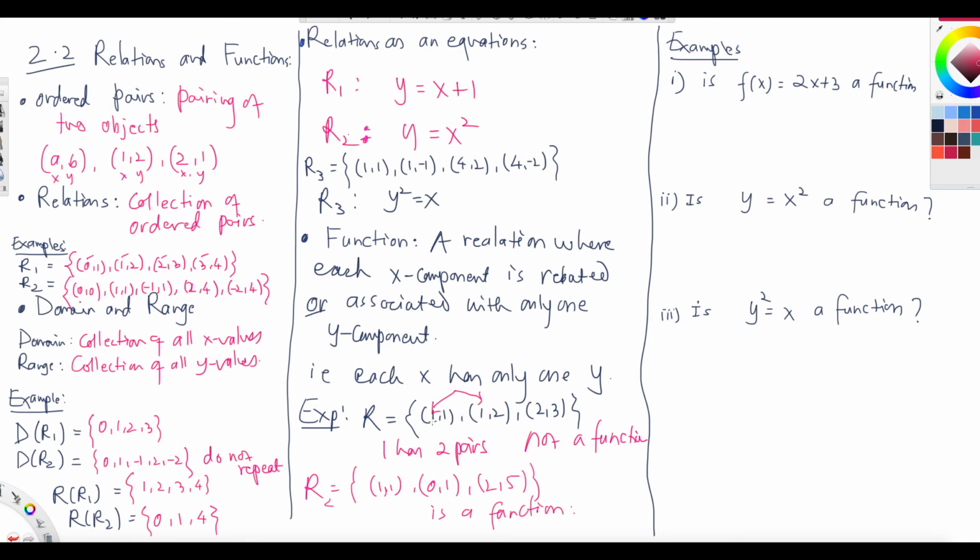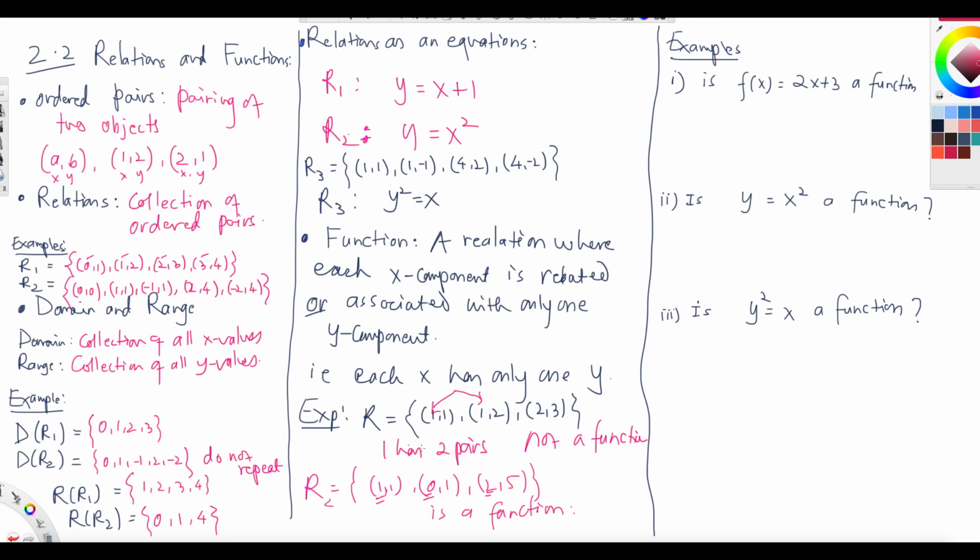You can think that if the x component is repeated, it is not a function. Here x is not repeated: here is 1, here is 0, here is 2. The x values are different, so the x value is not repeated. It is a function. If an x value is repeated, it is not a function. You can think that way.